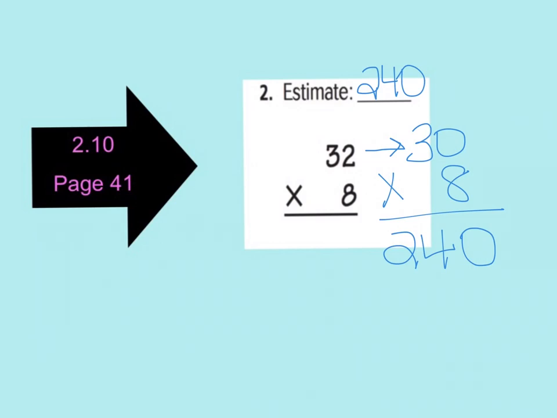First, I want to take a look at my ones place. I'm going to do 8 times 2, which I know gives me 16. I'm going to carry my 1 and place my 6 underneath 2 times 8. Then I'm going to multiply 8 times this 3, and don't forget your 1. I know 8 times 3 gives me 24, plus my 1 is going to give me 25. So the answer to 32 times 8 is 256.